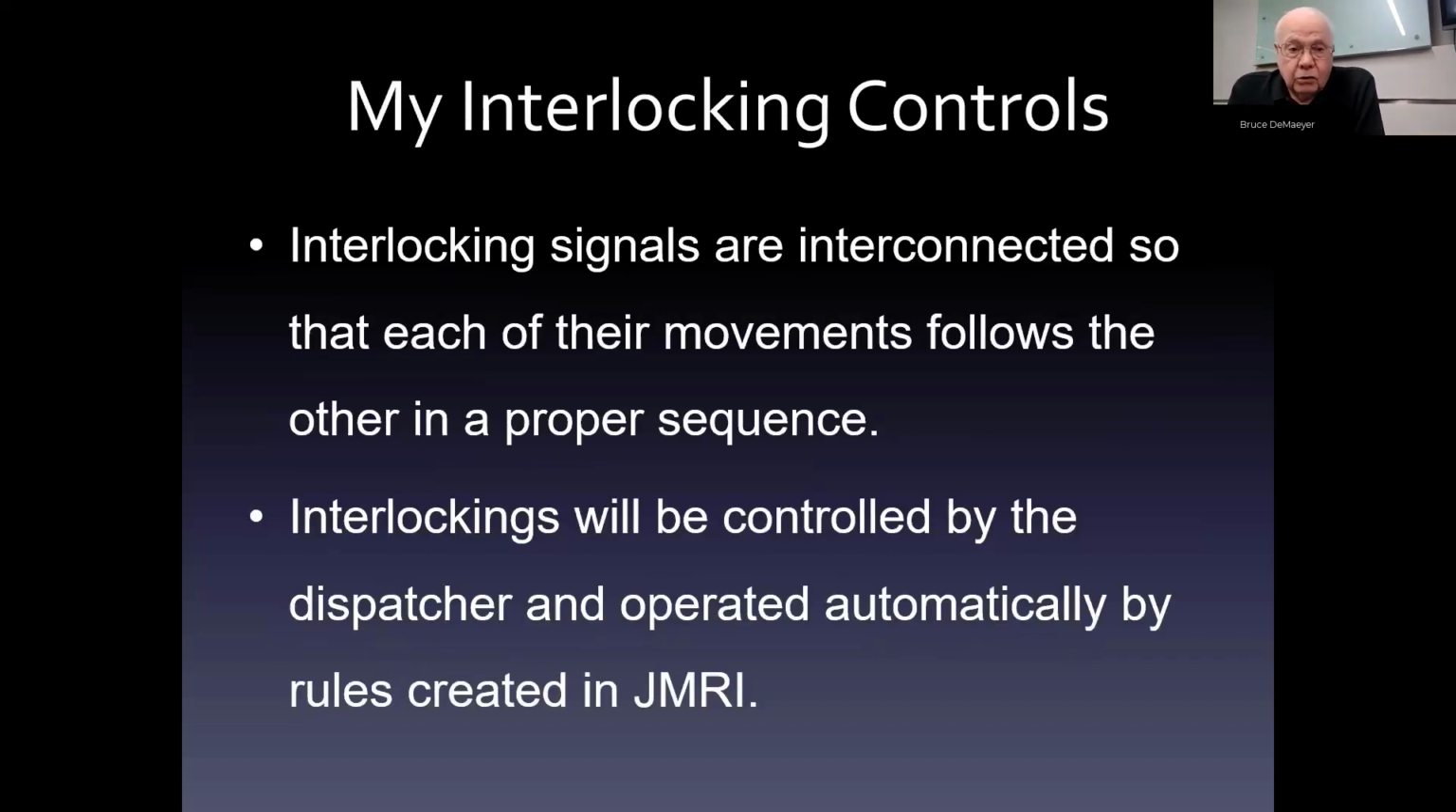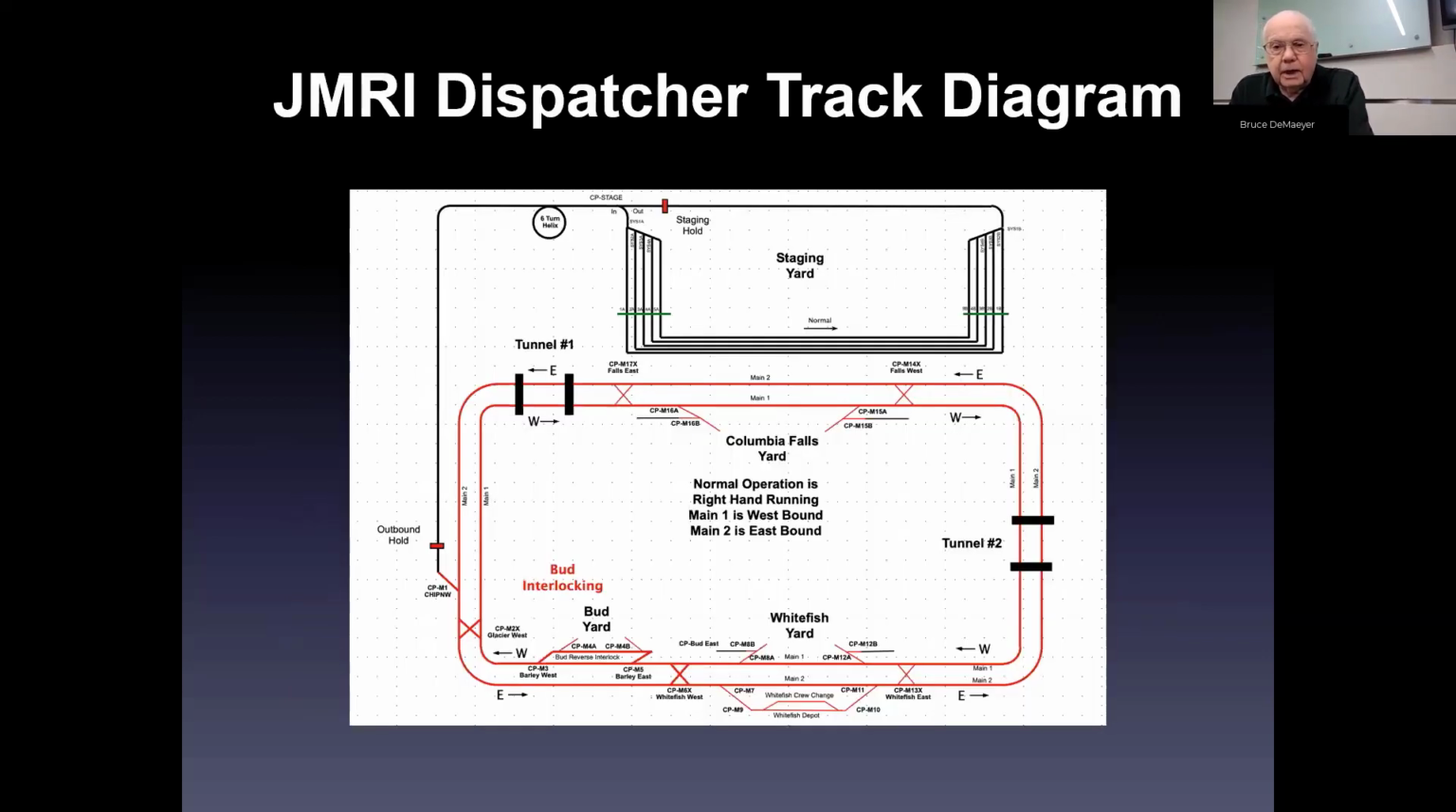My interlocking controls, and I'm going to get into that in a few minutes, are interconnected, so each of their movements follows each other in a proper sequence. And interlockings that operated before with the levers all did the switch changes all at the same time. Well, that's not how my layout's going to work, because I'm using JMRI and I'm going to be operating the switches in a sequence. Very close to full real time, but not exactly like it would be on the prototype. Here's my dispatcher track diagram.